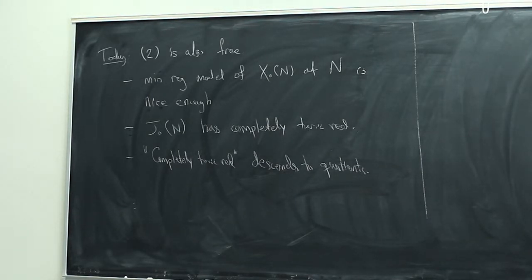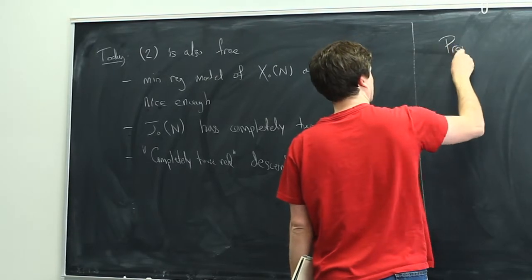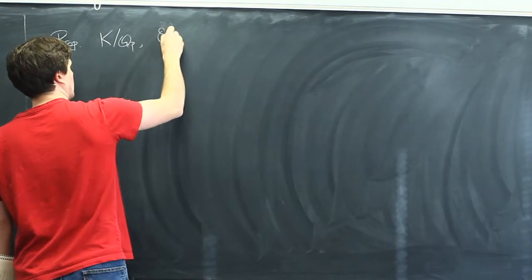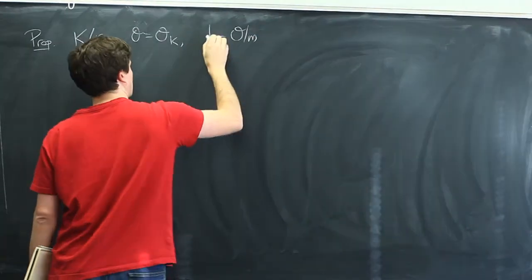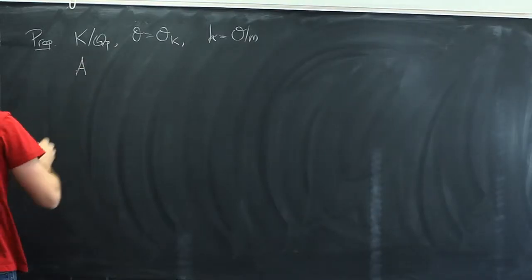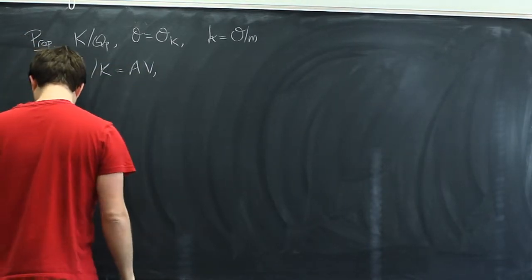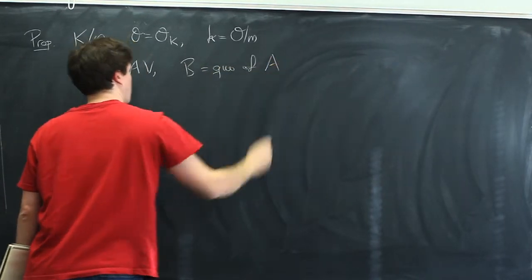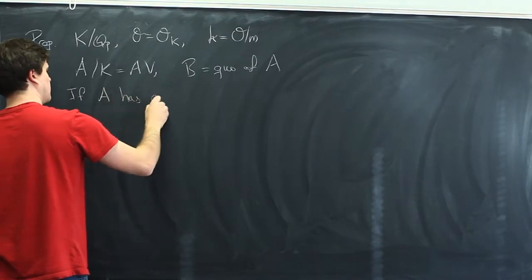All right, so I want to start just by taking care of this third piece. So here's the statement. Suppose we have some finite extension of Q_p. O is the ring of integers. Little k is the residue field. And we have an abelian variety A over K, and B is a quotient of A. And the statement is that if A has completely toric reduction, so does B.